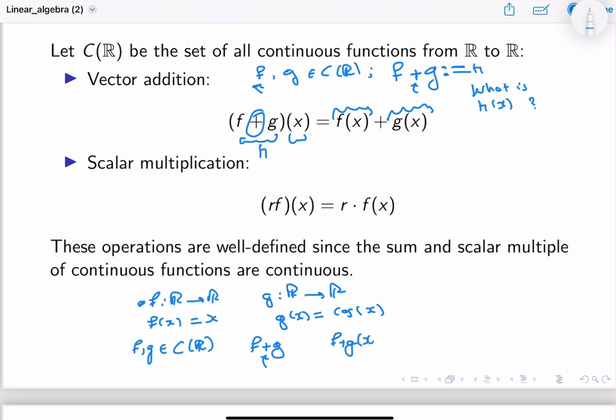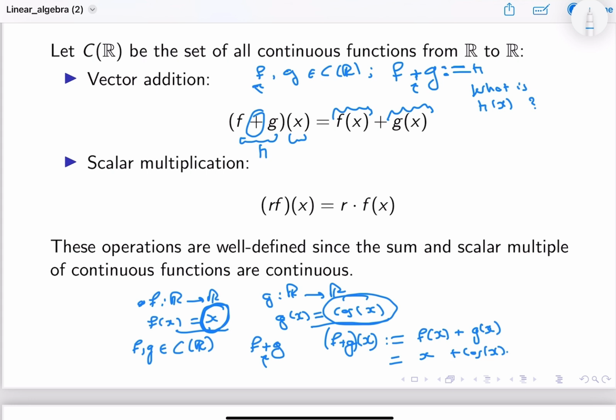So f plus g at any x, right? We're defining this to be f at x, like the first function at x, plus the second function at x. And what is that? Well, f of x is x and g of x is cosine of x. So this is x plus cosine x, right? So this is how we're defining the addition of functions. You take how the first function is defined, and how the second function is defined, and you add these, right?